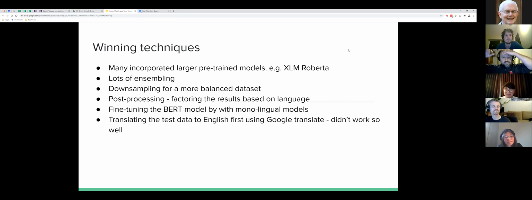Some of the winning techniques. Many of them incorporated larger pre-trained models. As I mentioned earlier, you were able to use whichever model you wanted. And a lot of them used this thing called XLM Roberta, which is a terrifyingly huge model that was made by, I think it was Amazon? I forget. Which was trained with 2.5 terabytes of data. So a lot of people used that and just fine-tuned this huge model. A lot of people did lots of ensembling, which seems to be a pretty common Kaggle strategy.